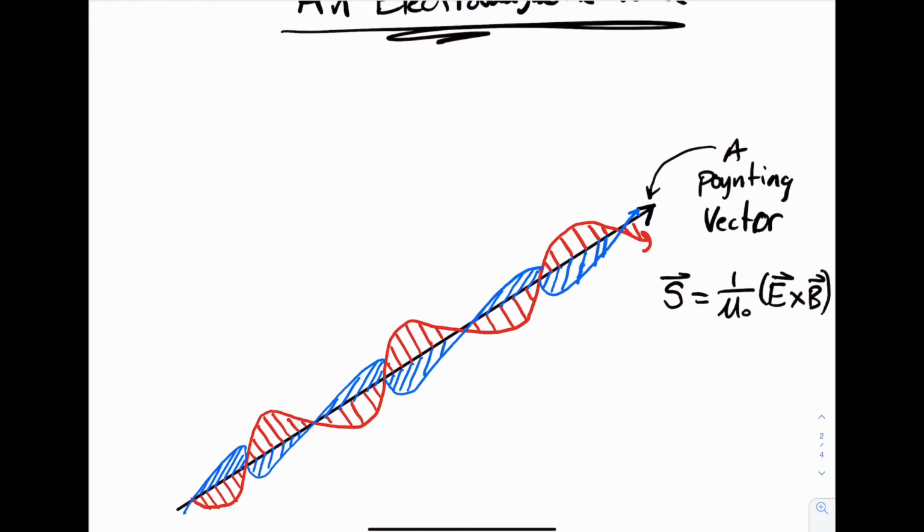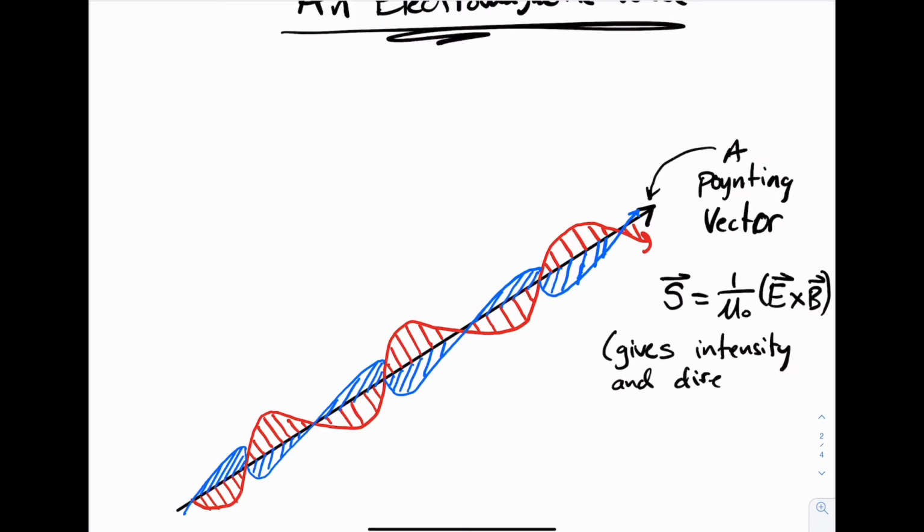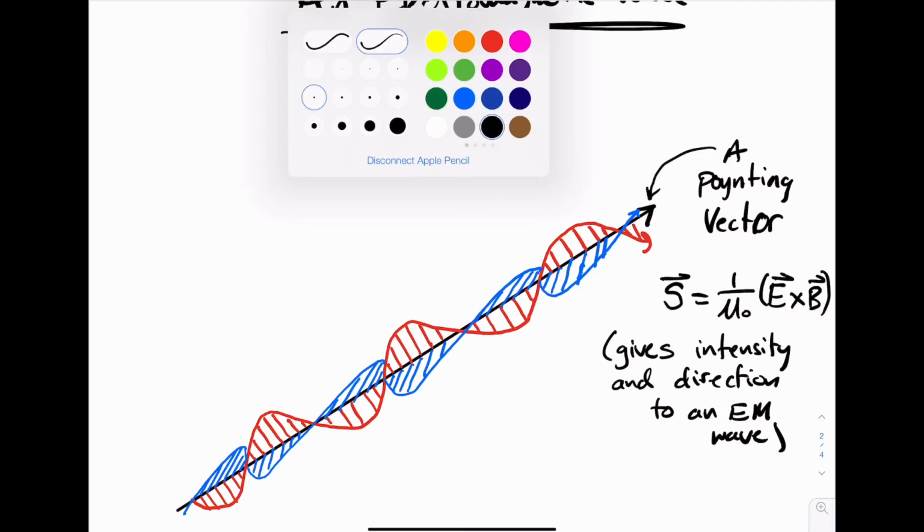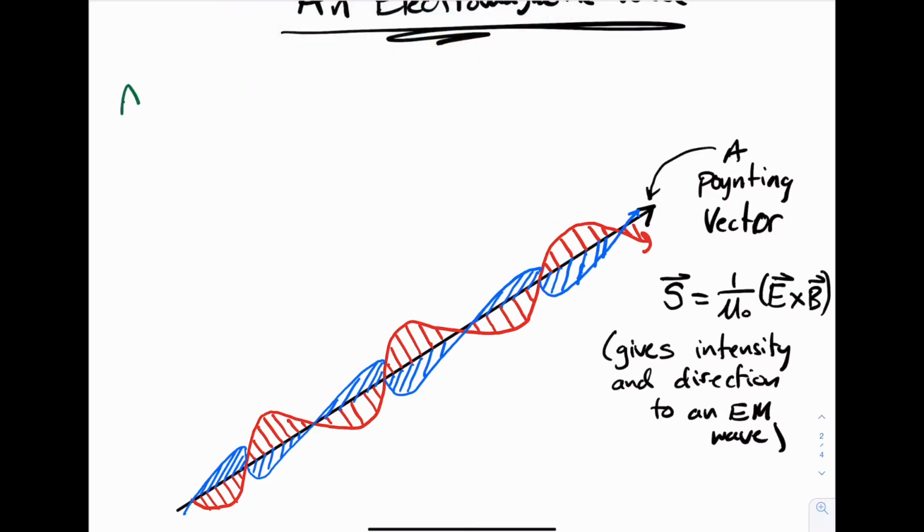Now you're not really responsible for using this, but it's worth noting once in your life. So this Poynting vector generally gives the intensity and the direction of propagation of our electromagnetic wave. What we're really interested in is not the Poynting vector or this equation, but the actual representation of the electric and magnetic fields.